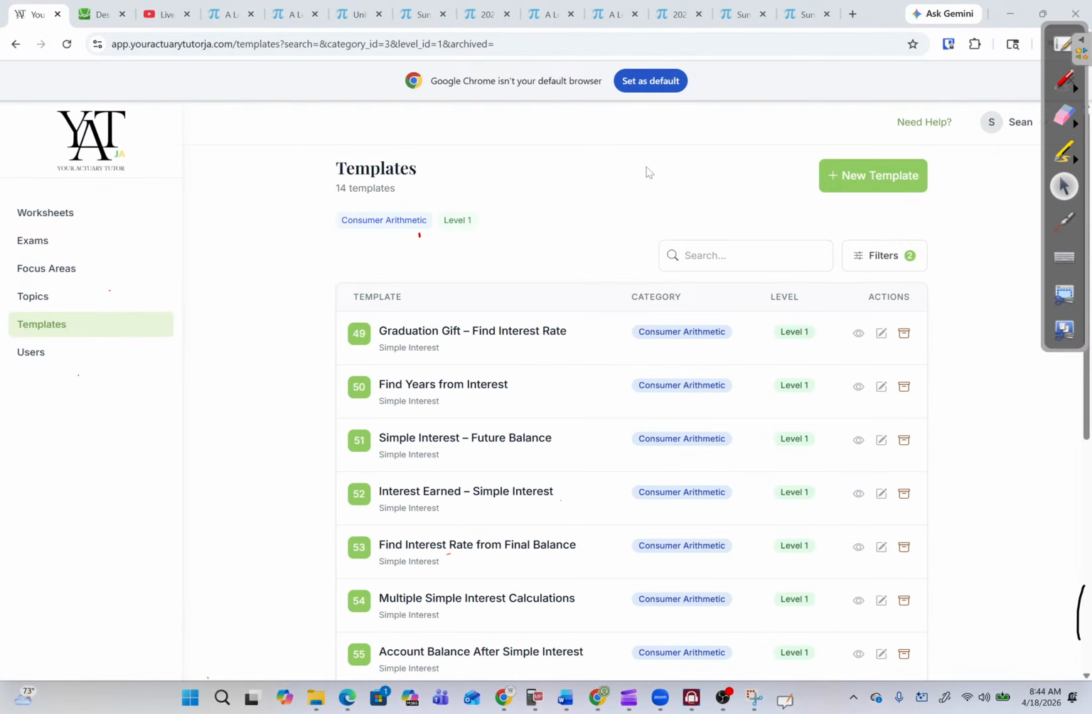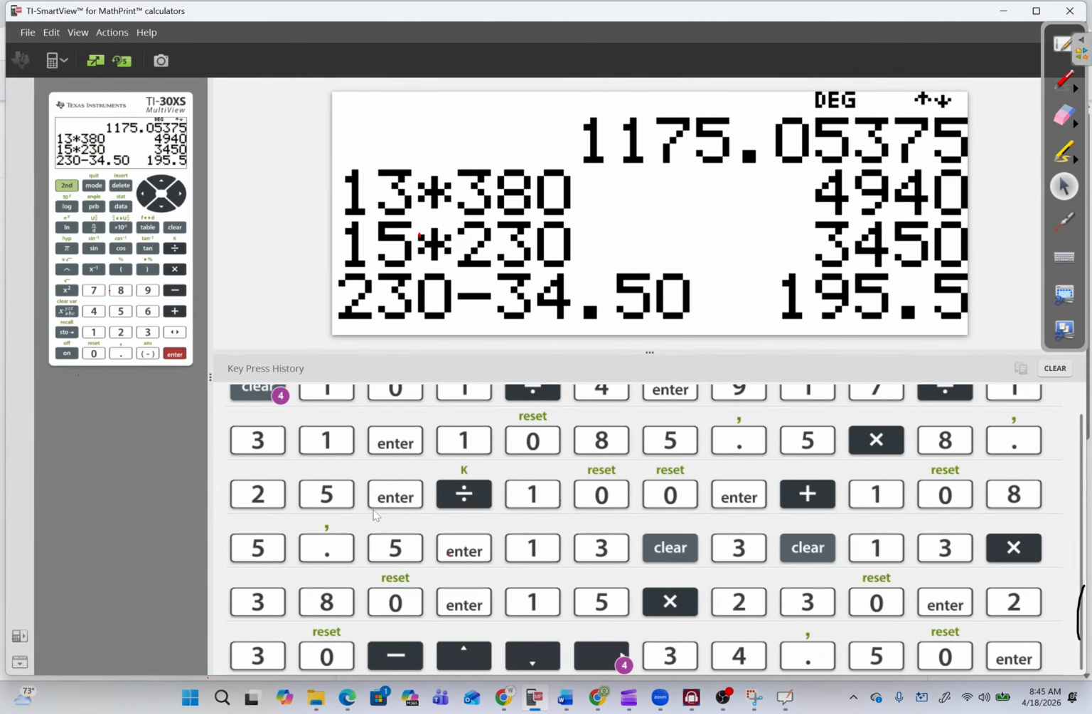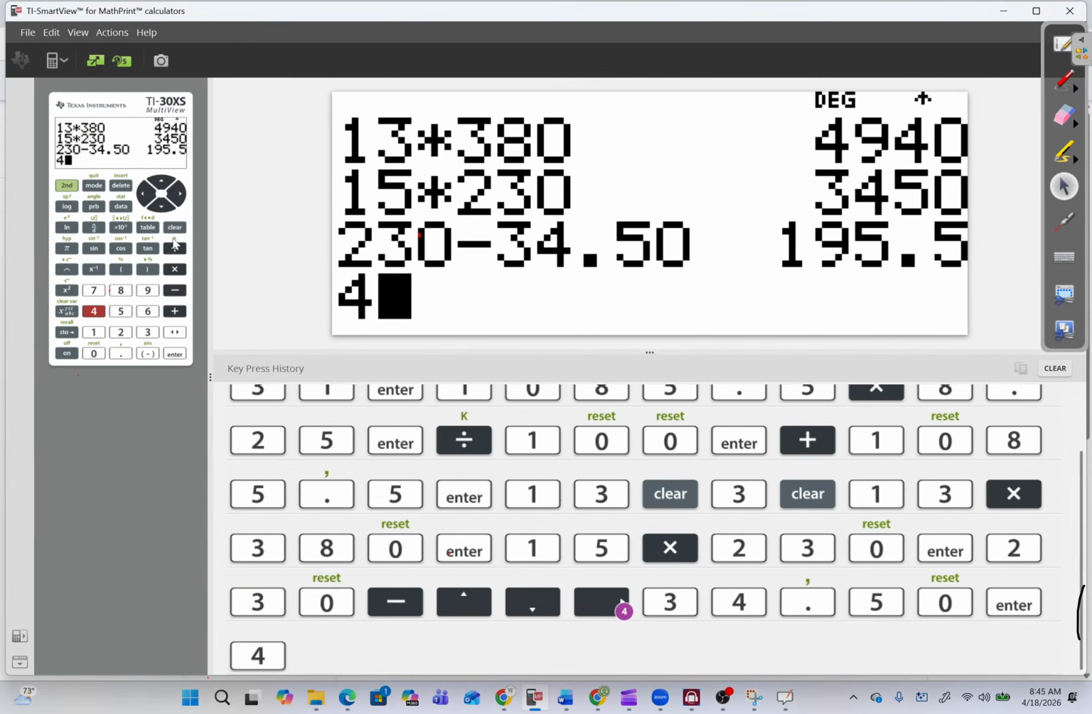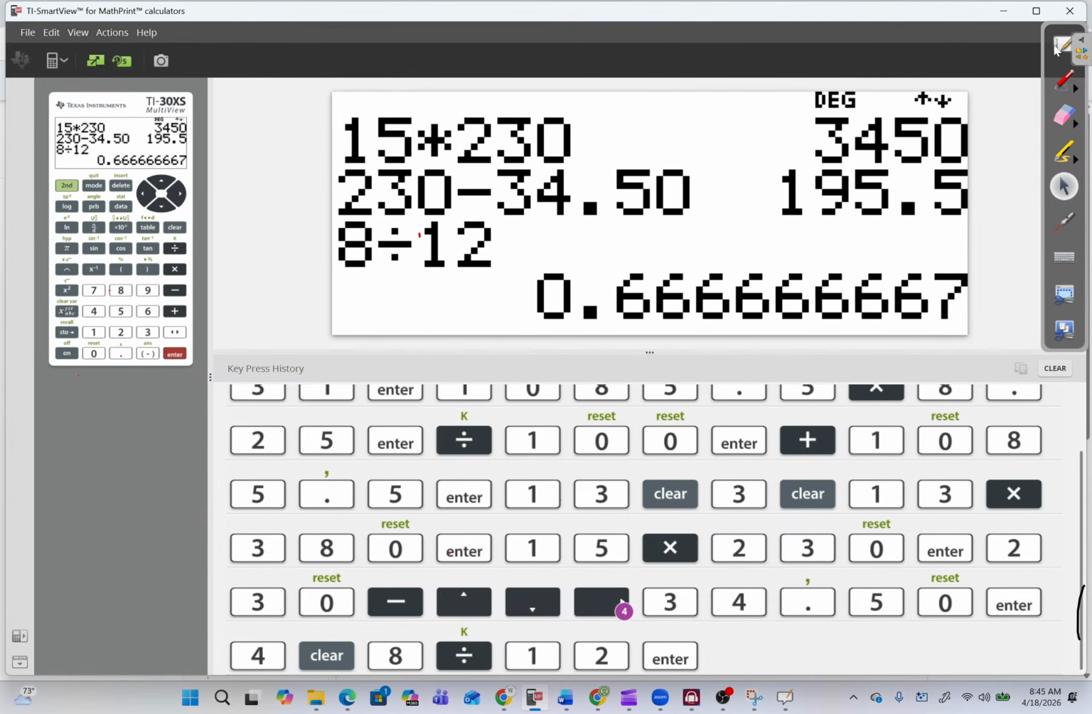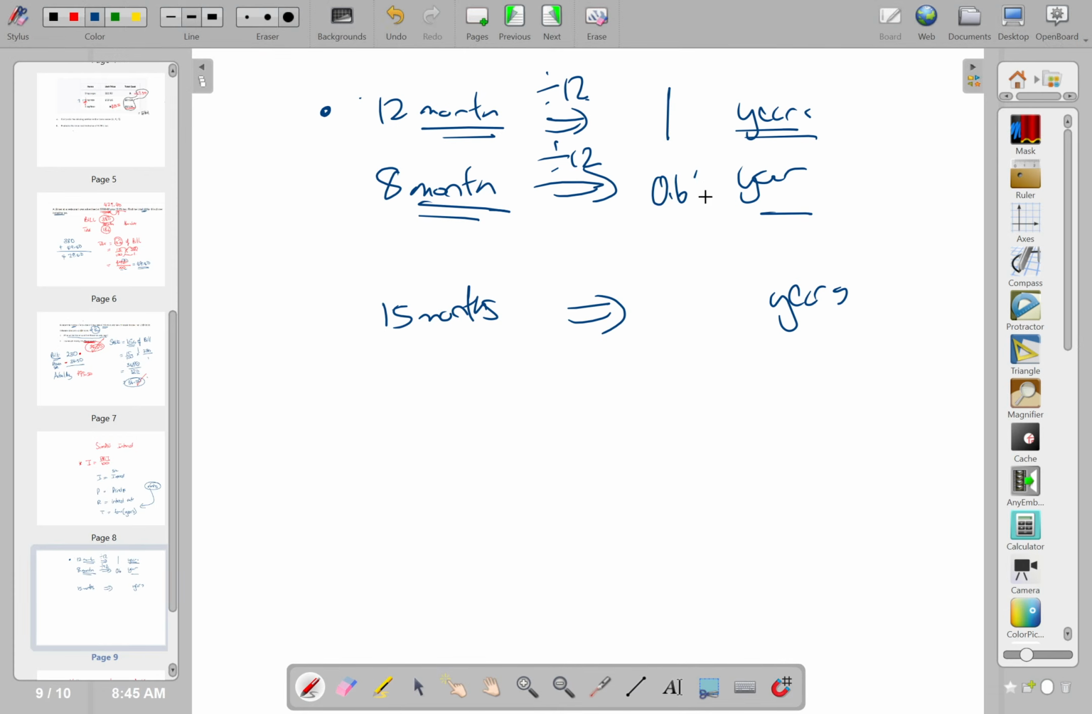So 8 divided by 12 is 0.666, a decimal that continues. So it's 0.666 of a year. 15 months divided by 12 gives me 1.25 years. So we have to know how to convert from months to years so we can work with this formula.